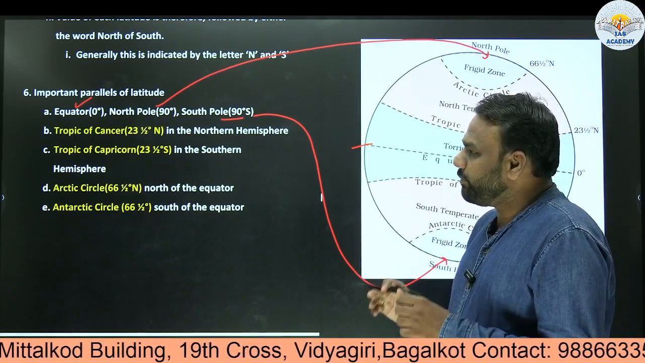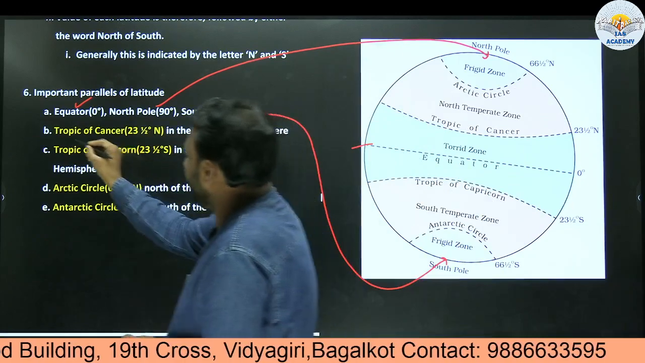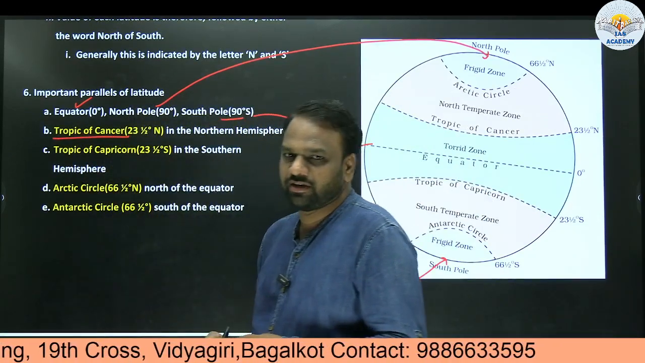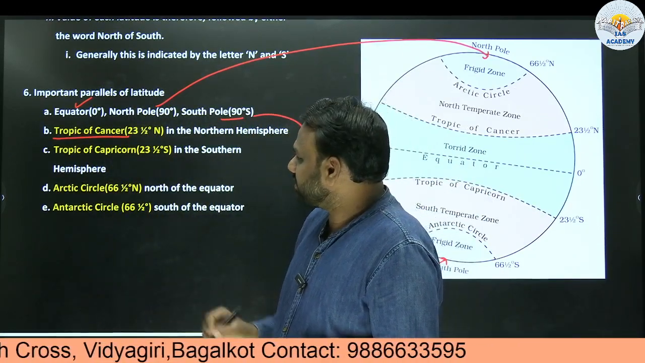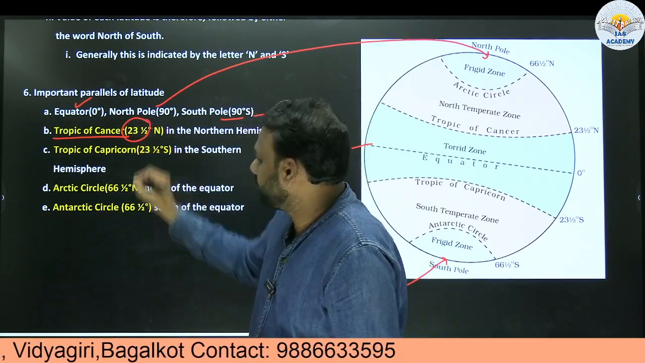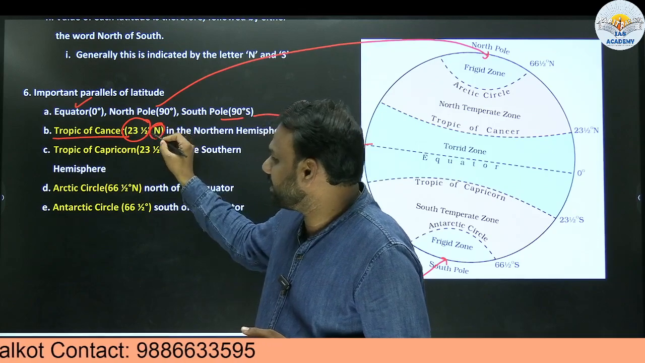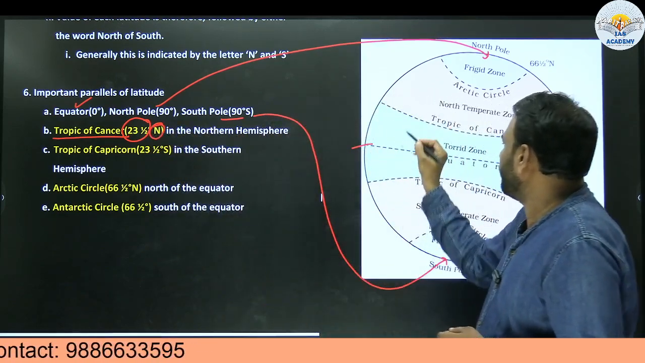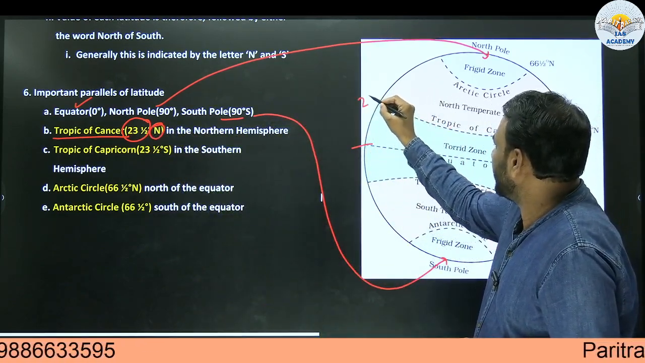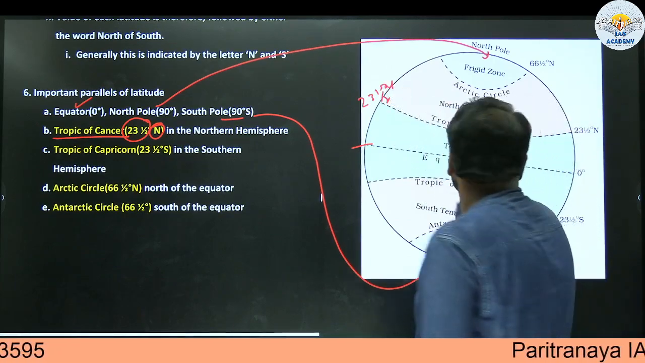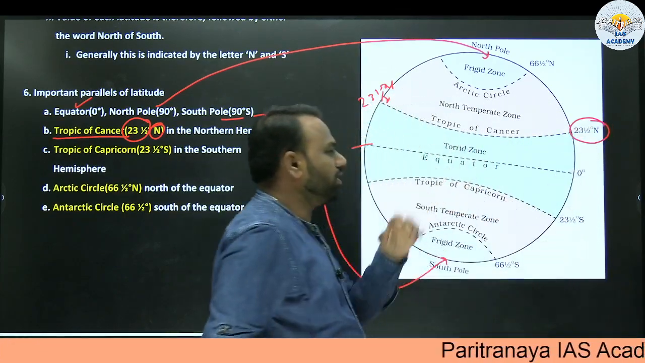So next, an important latitude is the Tropic of Cancer. So what is its degree? It is 23.5 degree. And here we have N, which indicates it's a north latitude. So here we have the Tropic of Cancer, 23.5 degree north.